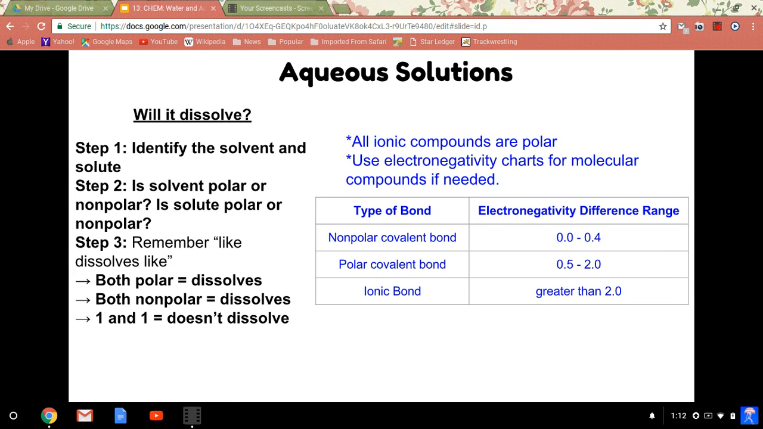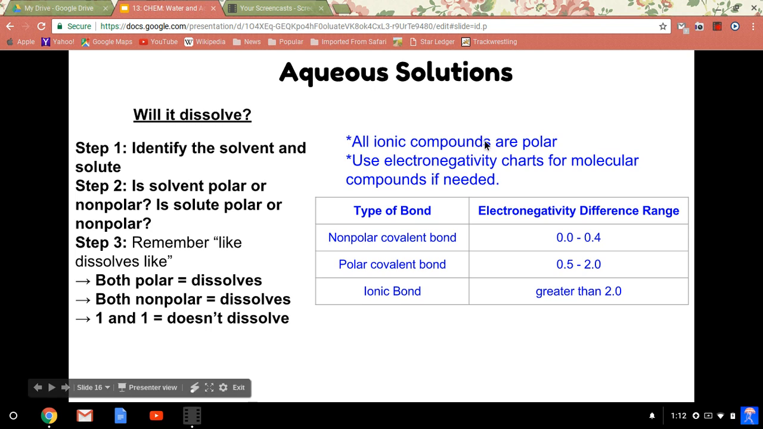Here are the steps that we're going to follow to figure out, will it dissolve? So we're going to have a solute and we're going to have a solvent. And that's the first thing you need to identify. Identify what is the solvent and what is the solute. Nine times out of 10, your solvent is going to be water. So that's a really good indicator as to what is doing the dissolving. Then you need to figure out, is the solvent polar or nonpolar? And is the solute polar or nonpolar? So you'll be treating them differently.